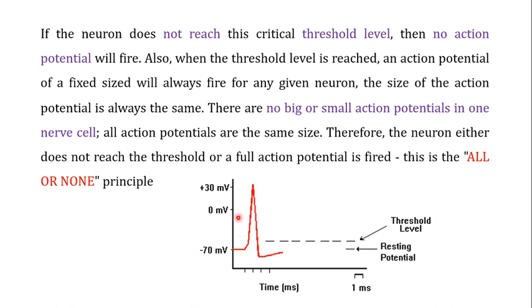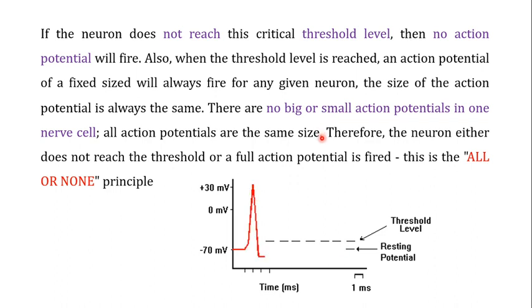It doesn't mean that for a neuron, sometimes for the action potential to fire you will need a value of -55, and sometimes you will need a value of -40 millivolt. That is not the case. The size of the action potential is fixed. If the stimulus is strong enough to pass this -55 millivolt value, there will be an action potential. So there is no concept of a big or small action potential in our nerve cell. All action potentials are of the same size.